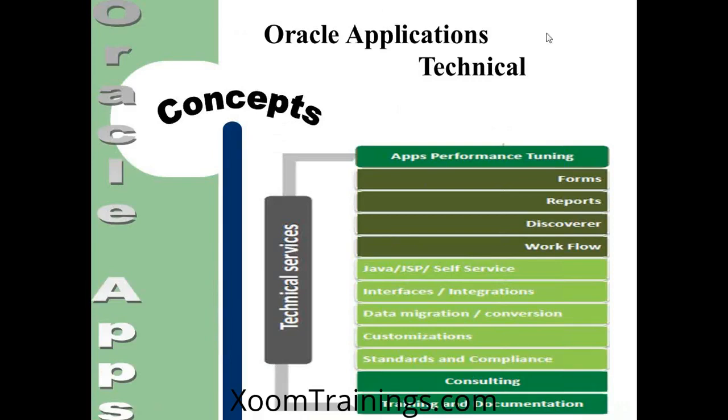We have technologies like how to develop forms and how to develop reports. When we talk about reports, we will cover normal reports and XML Publisher reports, both. Next, we are going to discuss Discoverer and Workflow. Coming to Java technologies, we will talk about Java, JSP and self-service. These are all introductions; we will have one example for each program.